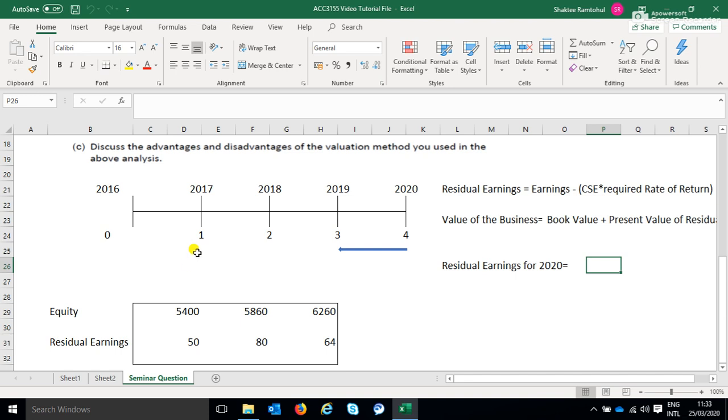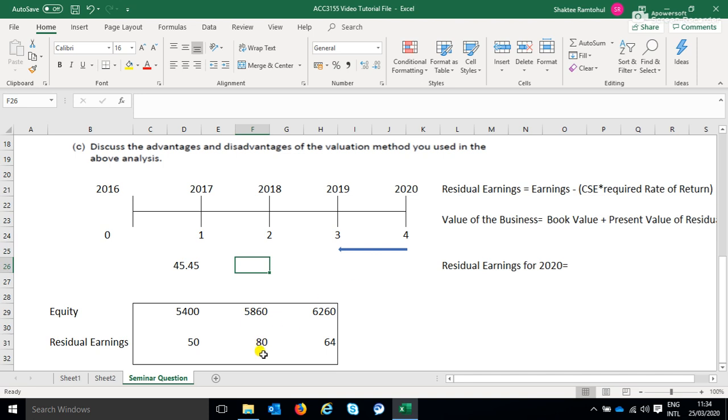Now, what needs to happen? We need to discount all the residual earnings for the different years. So first of all, let's start with 2017. That will be your year 1. So residual earnings is 50 divided by 1.1. That gives us 45.45. Yep, let's do the same thing for 2018.